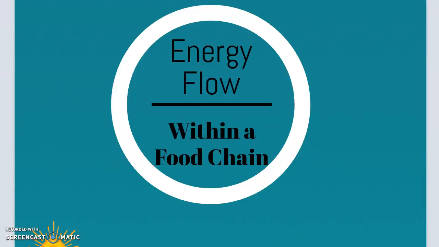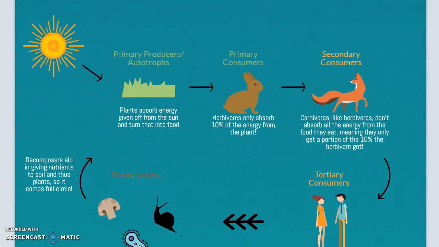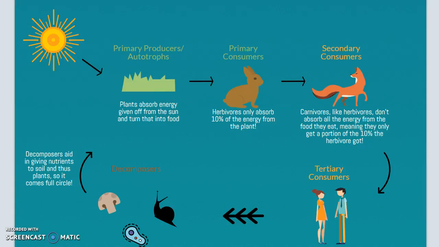In today's lesson, we're going to be talking about energy flow throughout a food chain, as well as percentages. So here we see a food chain, or I guess a food circle if you prefer to think about it that way. We have producers who make their own energy off of energy that they obtain from the sun.